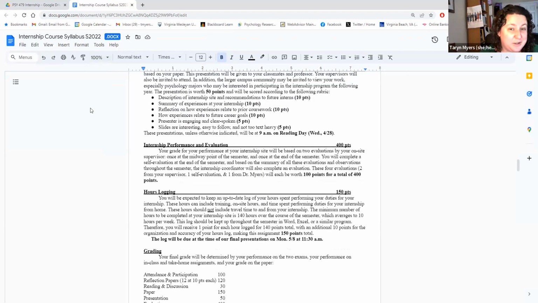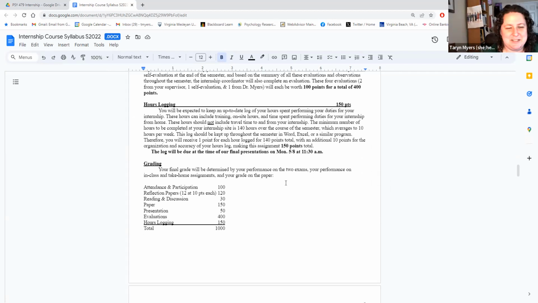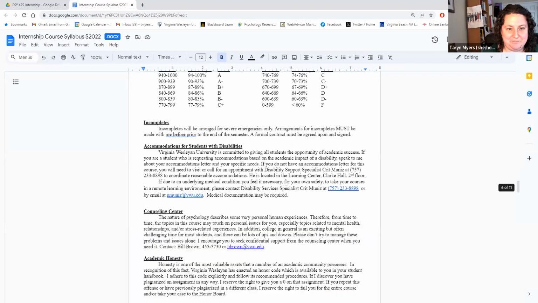You'll also get evaluated by your supervisor twice, midterm and final. You'll do an informal self-eval at midterm, an actual self-eval at final, and then I evaluate you at the final time as well. You log your hours. Each hour is a point, and you get 10 points for just putting it in a format that makes sense to you, right? So that is something that's pretty easy to do.